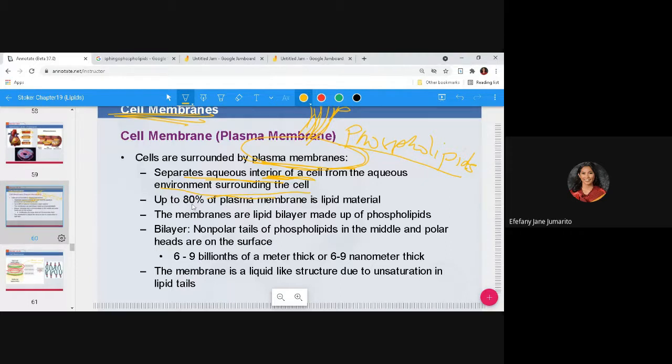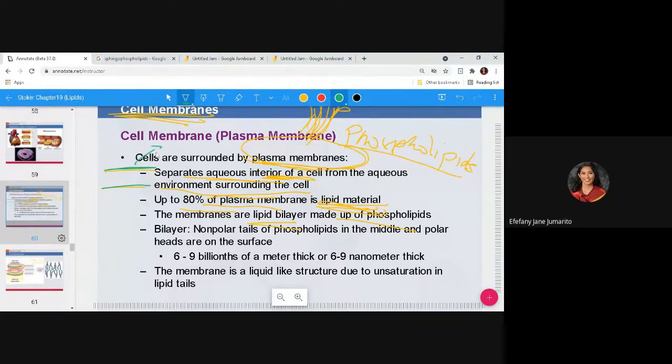It says that up to 80% of your plasma membrane is lipid material, your phospholipids. The membranes are lipid bilayers, made up of phospholipids. So when we say bilayer, class, first layer and the second layer, right? Bilayer, two layers. Layer 1, layer 2.